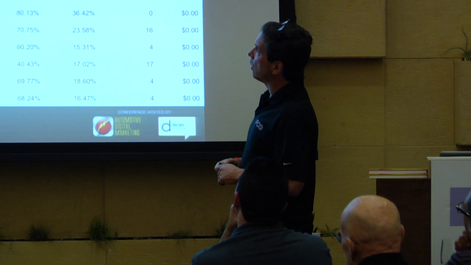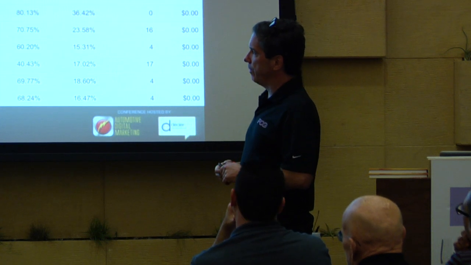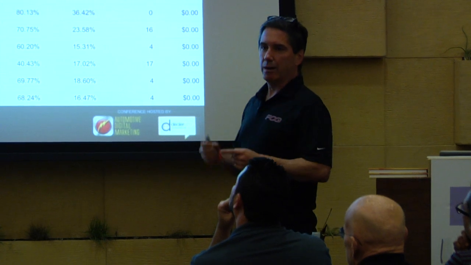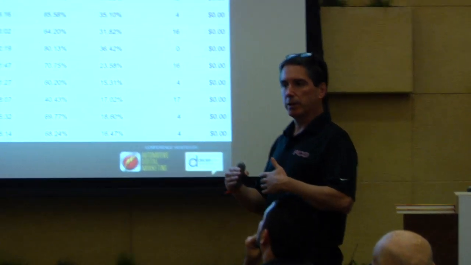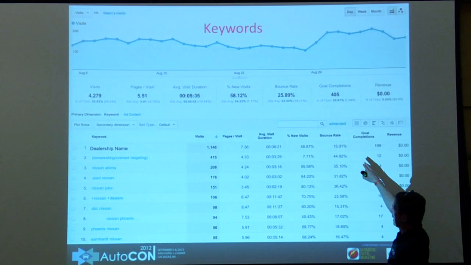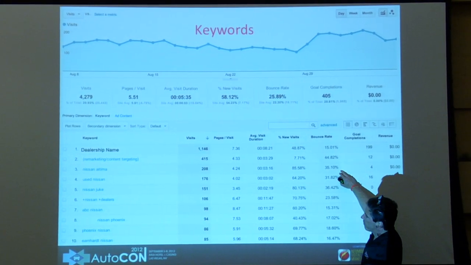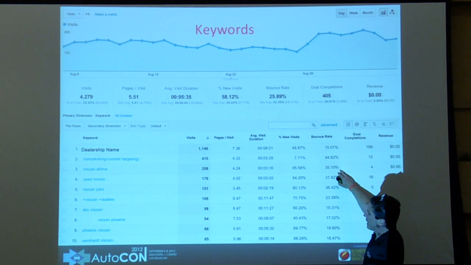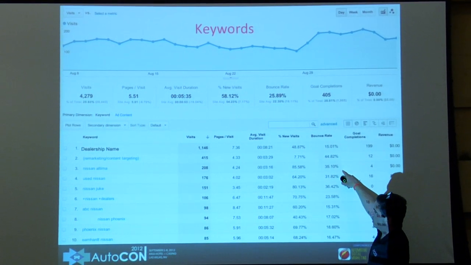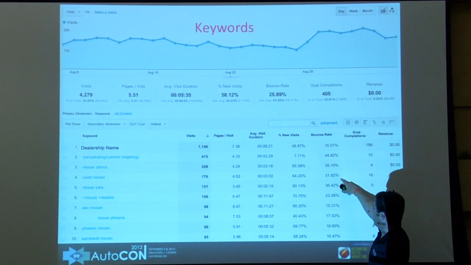And then here were the keywords that were the most popular in the paid search campaign. So the dealership name went bounced 15%. Nissan Altima, that keyword drove 218 clicks, paid clicks. That bounced 35%. Used Nissan 31%.